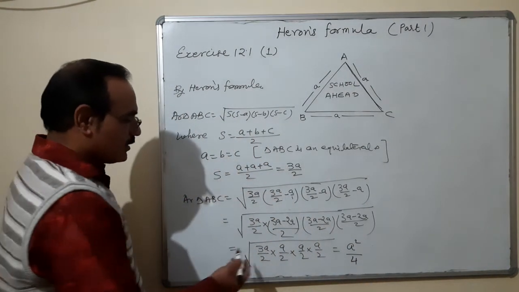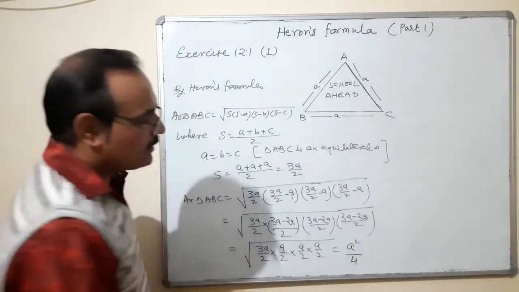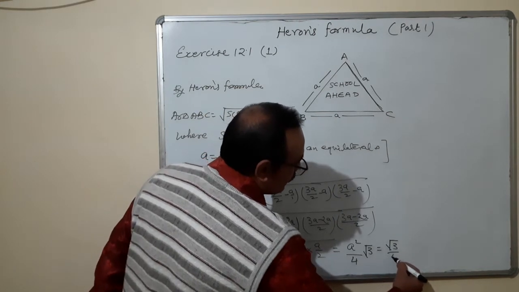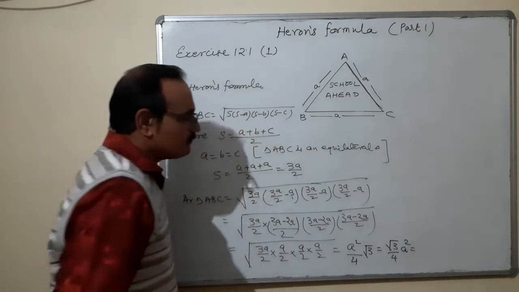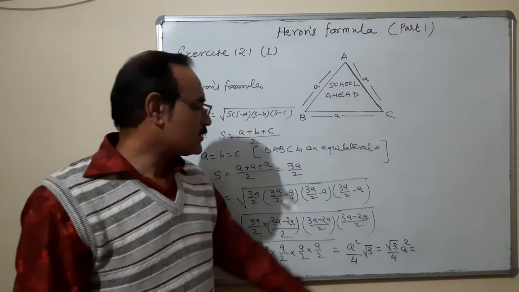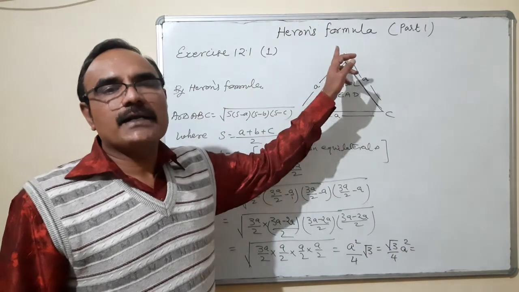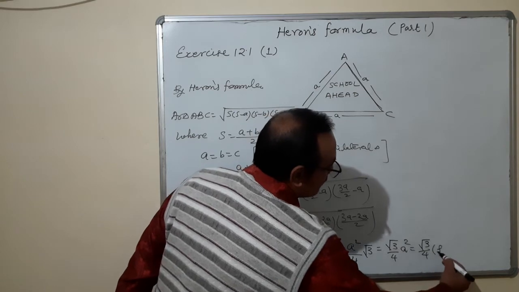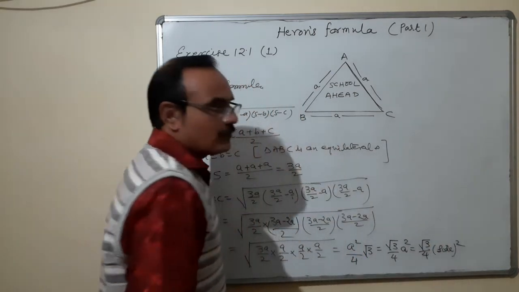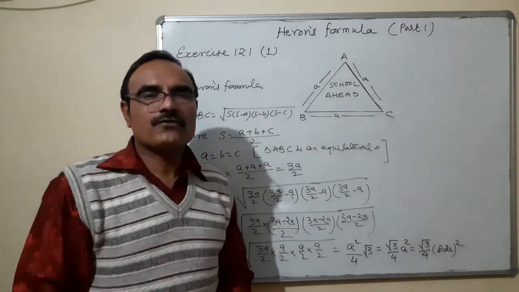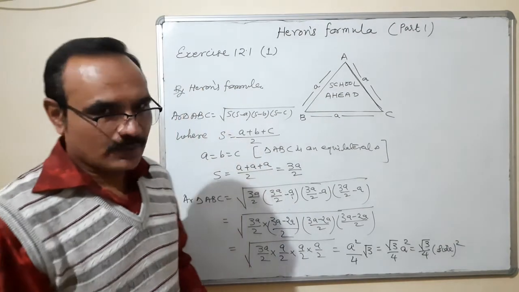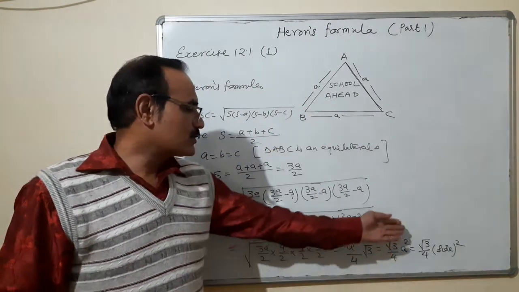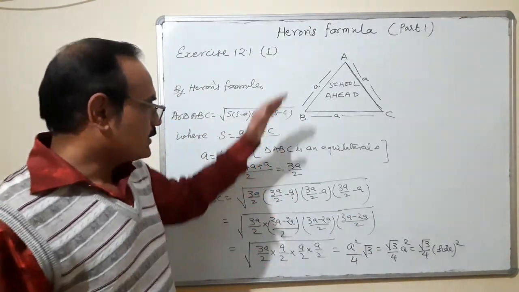Now what is left in the root? Only 3 is left, which is not having any pair. So it remains as it is in the root form. That means it is coming root 3 upon 4 A square. And root 3 upon 4 A square, what does it mean? What is A? A is considered as a side of the triangle. So may I write here root 3 upon 4 into side square. This is the formula for finding the area of an equilateral triangle. So rather than writing this entire formula, if the triangle is an equilateral triangle, we can use root 3 upon 4 side square. So that is the first part of the question.